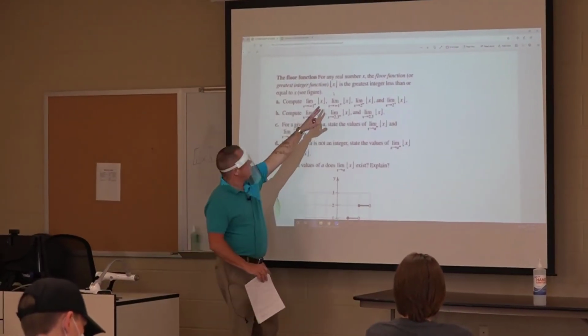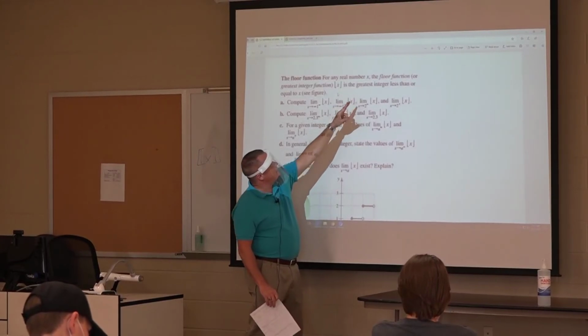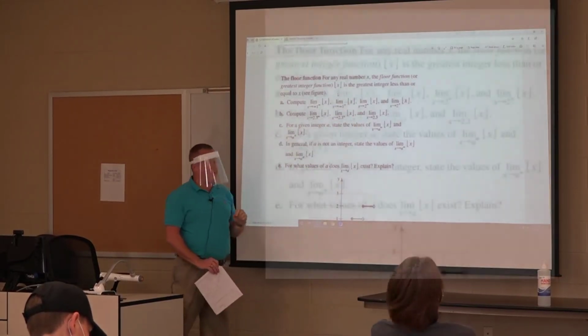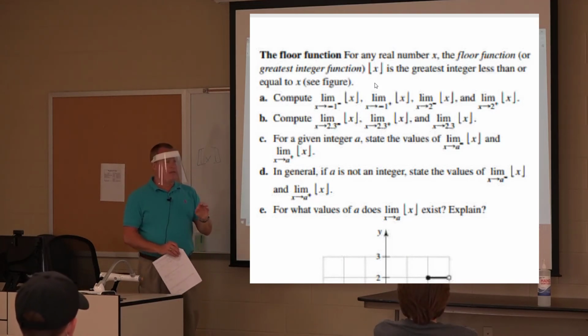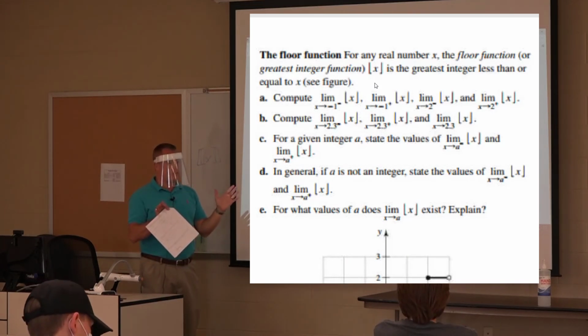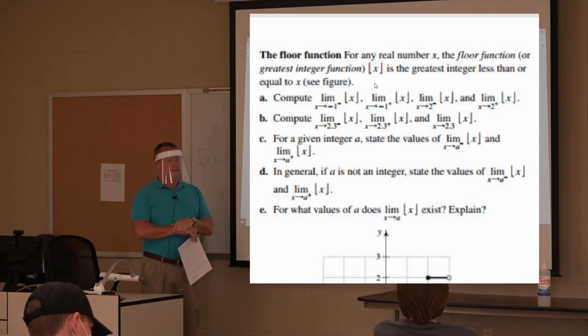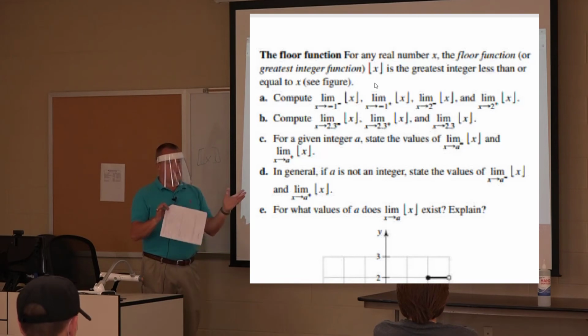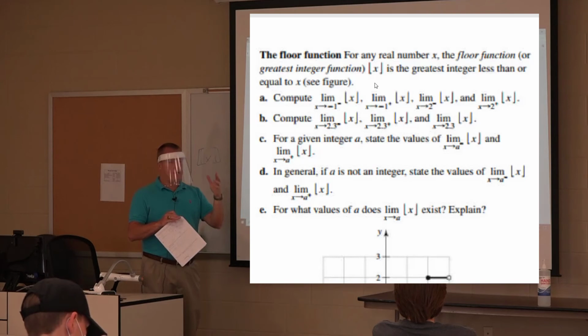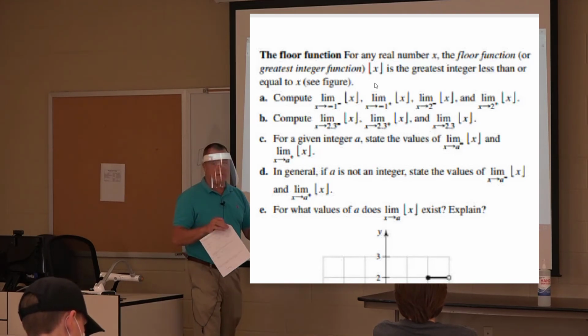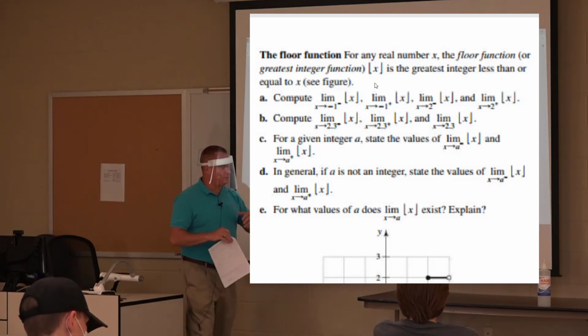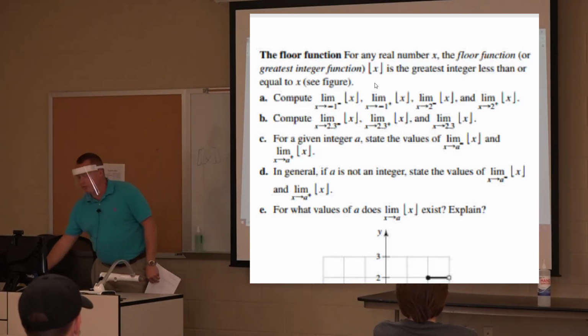This greatest integer function is the greatest integer less than or equal to x. So an integer, what is an integer? Or what is not an integer? An integer is any whole number, isn't it? Any whole number that is positive or negative. So it is not fractions or decimals. Integers are just positive and negative whole numbers.